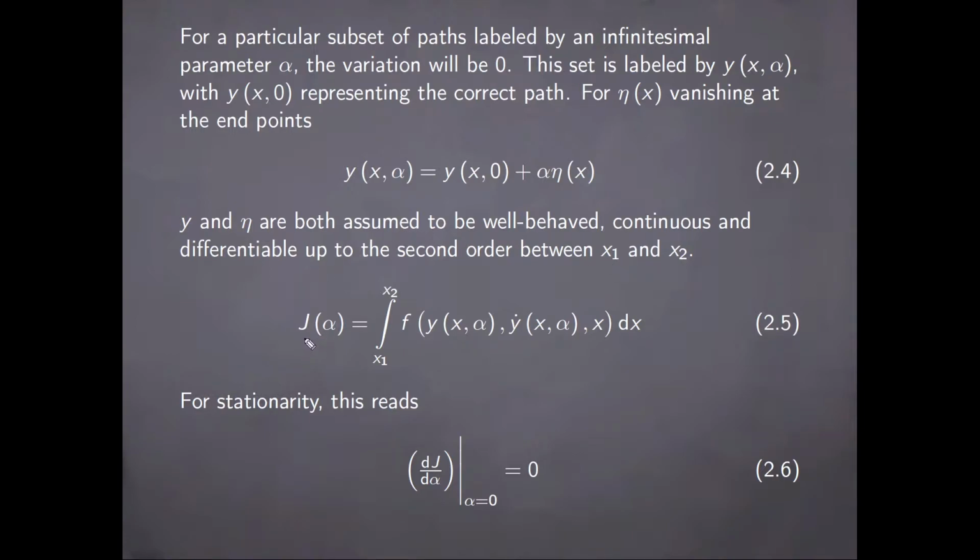And as such, the line integral J as a function of the parameter alpha is given by the expression here. So we've simply made it explicit that y and y dot depend both on x and on alpha. And the stationarity condition will read that the derivative of this integral with respect to alpha, when the parameter alpha is equal to 0, must also be 0. So this derivative vanishing means that the integral is stationary for this particular function.